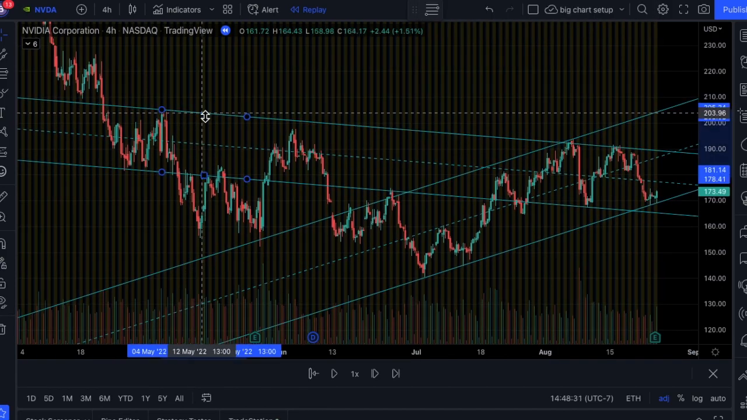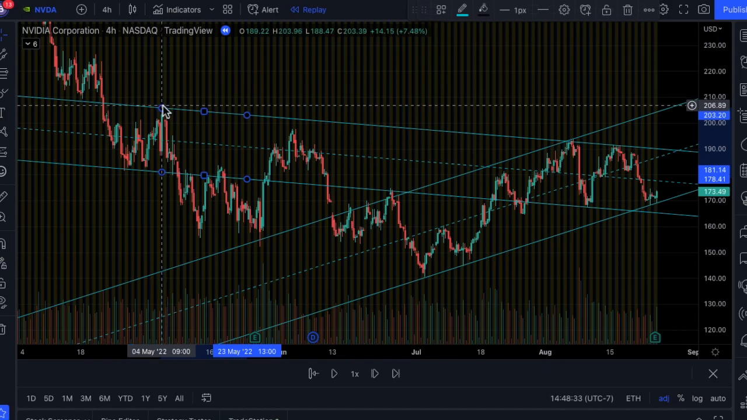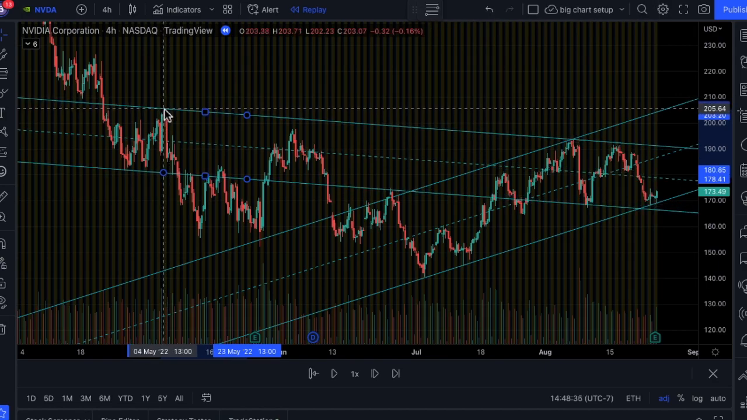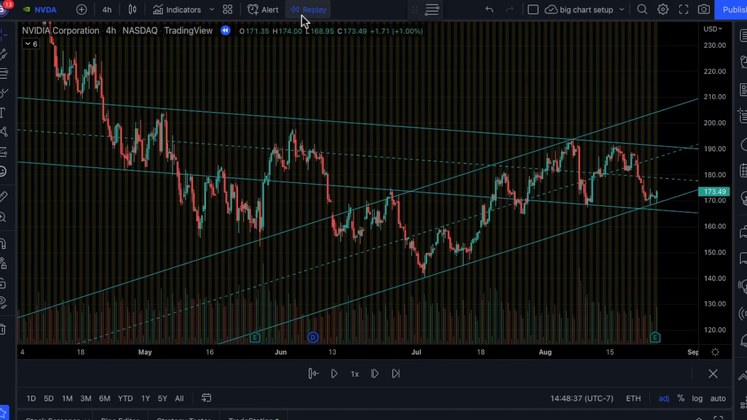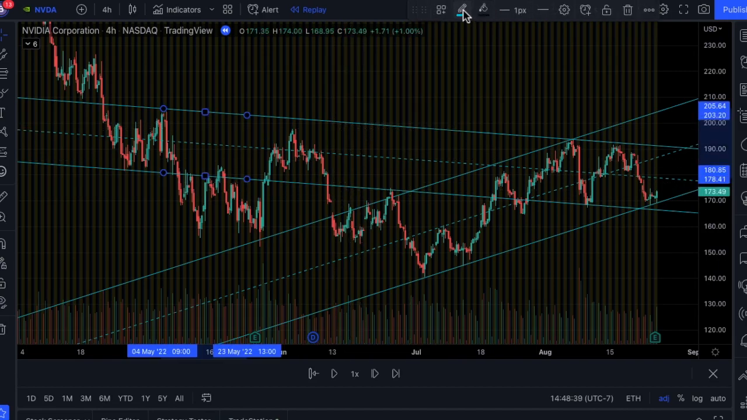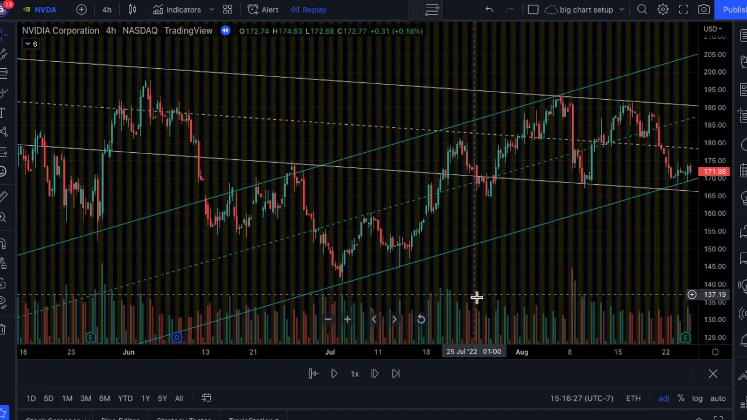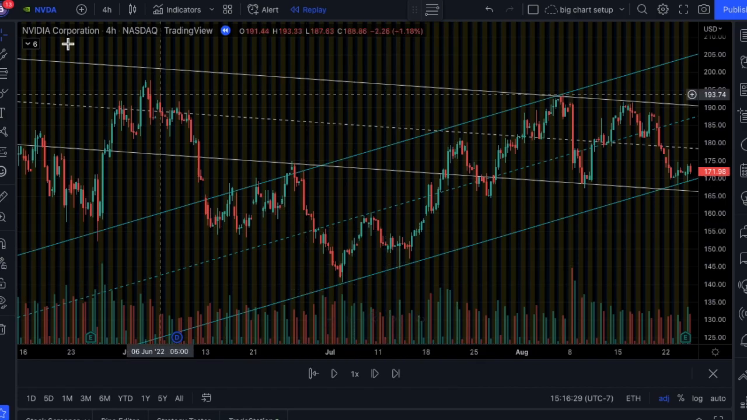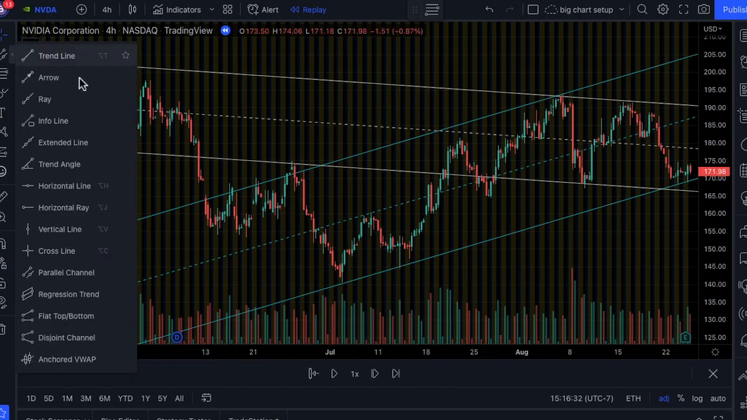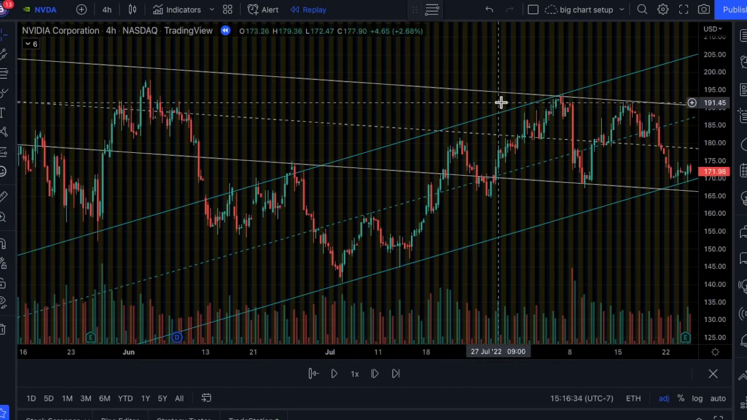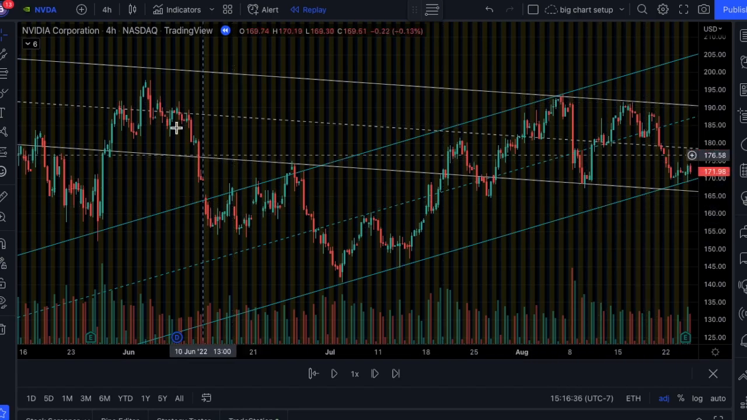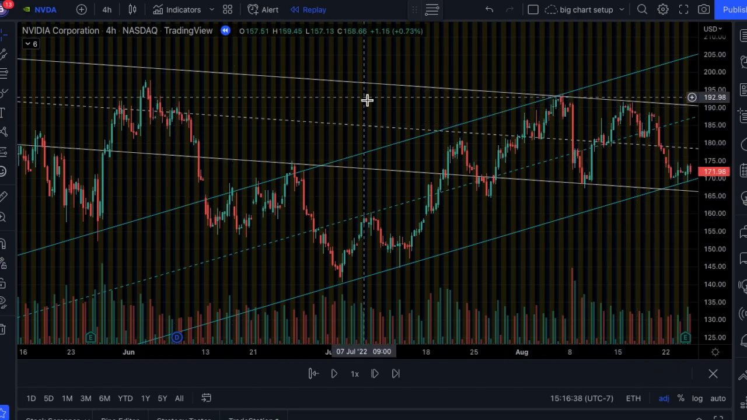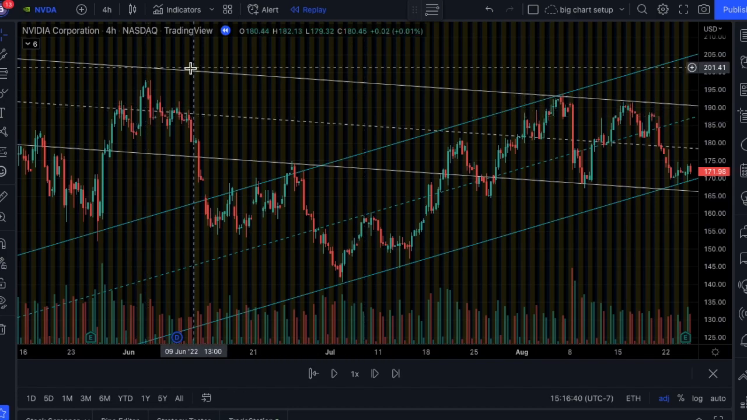So these are just a couple other line ideas on NVIDIA, and then sometimes we'll just change these colors up a little. So those are these parallel channels. I've just been liking those for multiple ideas to get trends. Three taps on a line makes a trend. It's just good to zoom out.